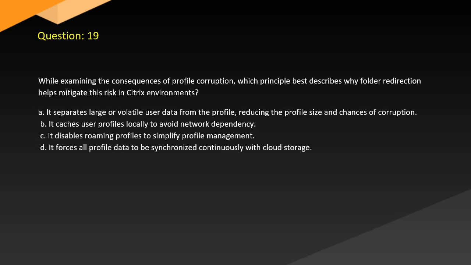Question 19. While examining the consequences of profile corruption, which principle best describes why folder redirection helps mitigate this risk in Citrix environments? A. It separates large or volatile user data from the profile, reducing the profile size and chances of corruption. B. It caches user profiles locally to avoid network dependency. C. It disables roaming profiles to simplify profile management. D. It forces all profile data to be synchronized continuously with cloud storage.